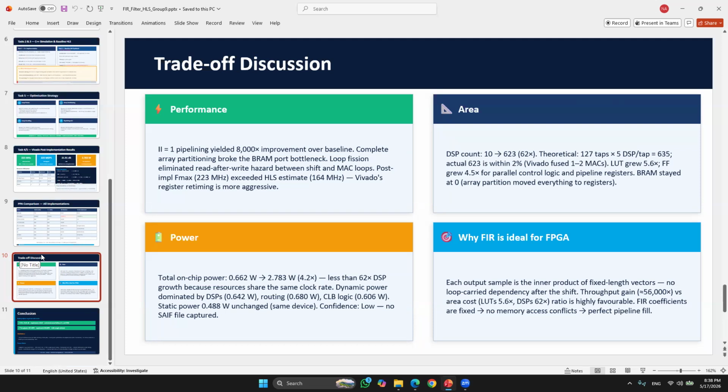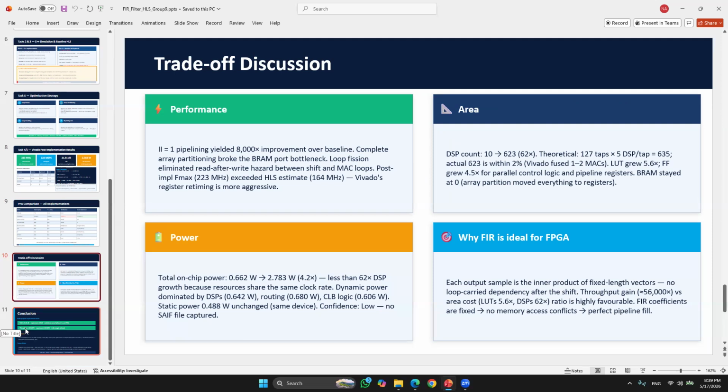The DSP number also makes sense when you check it against theory. Each tap needs roughly 3 DSPs for the floating point multiplier and 2 for the adder. So the 127 taps times 5 gives us the theoretical 635 DSPs. We've got 623, within 2% of that. The small difference is Vivado fusing a couple of operations together during place and route.